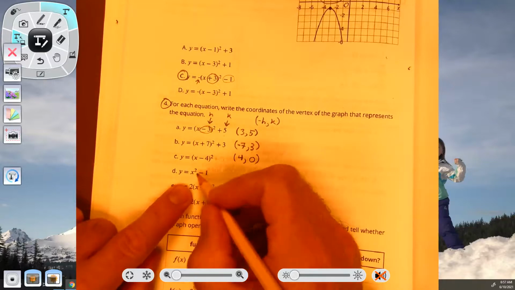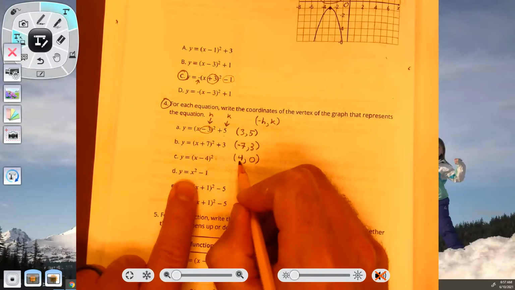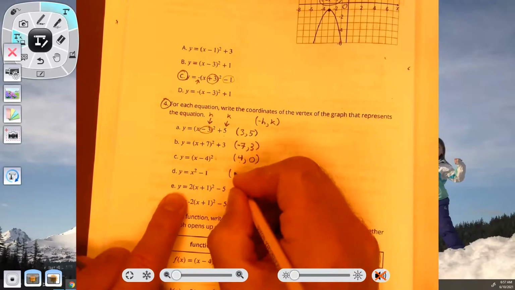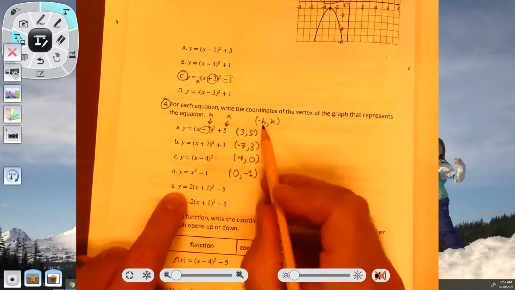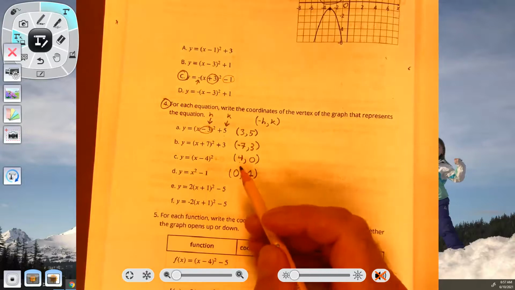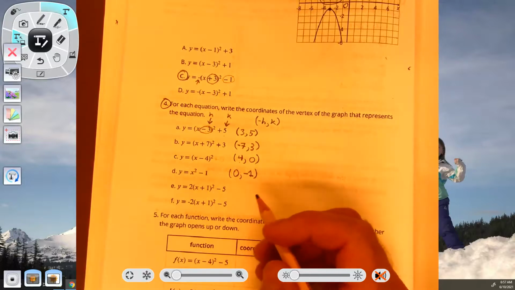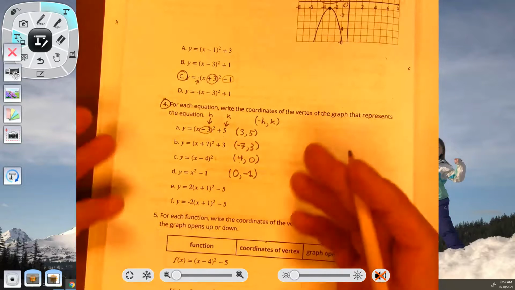Okay, this one right here, also confusing, right? Because there's no parentheses right here. This just means that this number, if there was a number inside that parentheses, it would be 0, right? So this one is 0, -1. Now, I know that I said -h, right? But -0, that doesn't really mean anything, right? 0 is neither negative or positive. So you can't really change the sign of a 0, right?